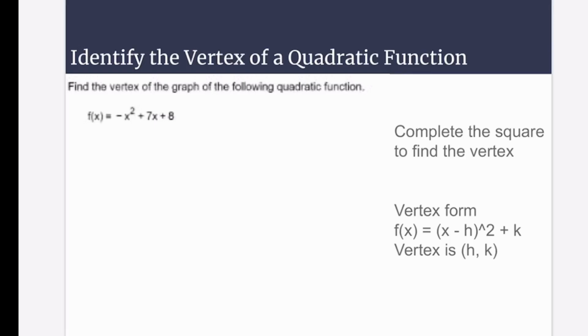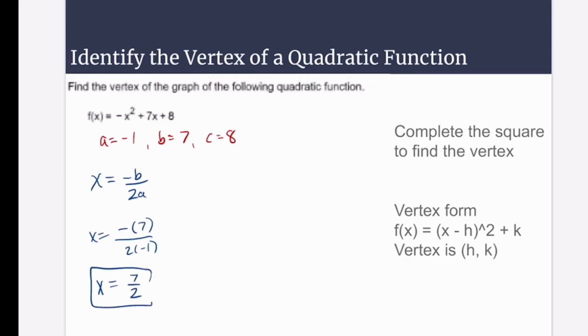So here, let's do another problem. So we're going to find the vertex here. Our a value is negative 1, b is 7, c is 8. So again, I'm looking for our x value. So negative b over 2a. So our x is going to be negative 7 over 2 times negative 1. So it's 7 halves. That's our x value.